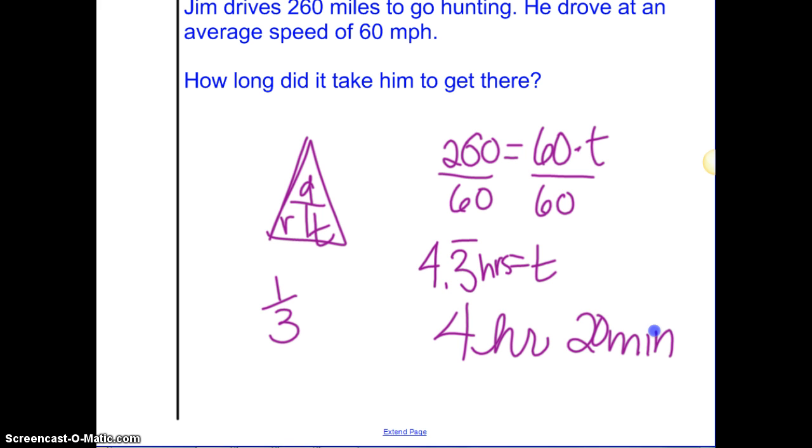Why? Because it's not base 100. How many minutes are in an hour? 60. So 1/3 of 60. Well, 60 divided by 3, because 60 is in the top, 3 is in the bottom, gives you 20.